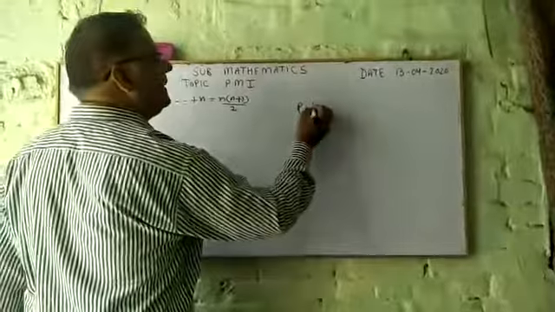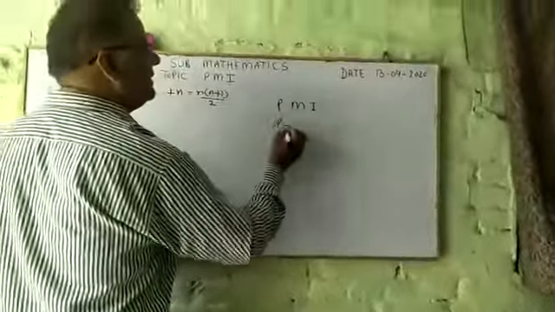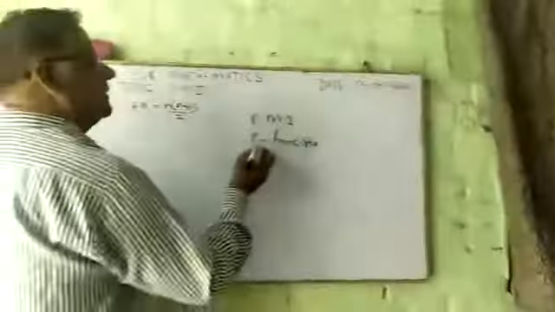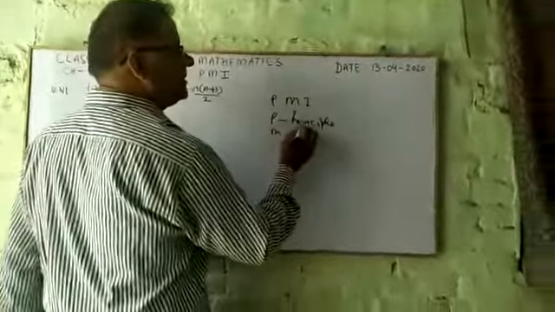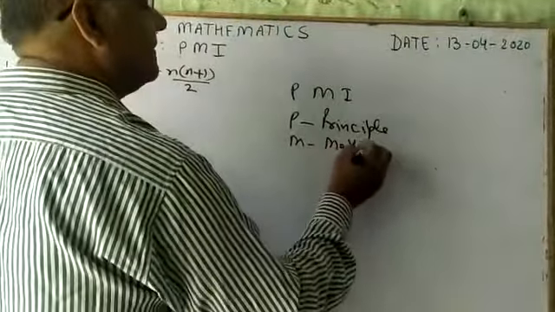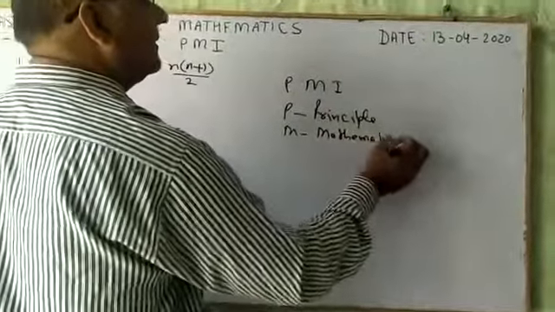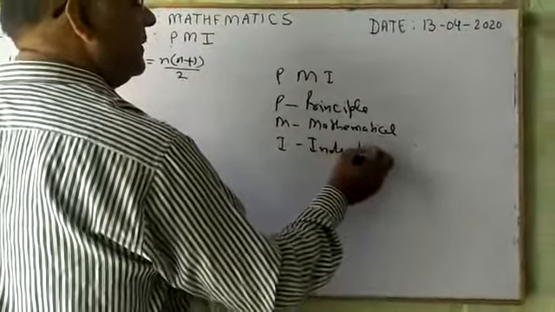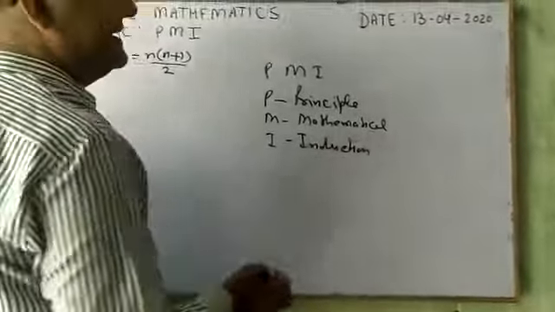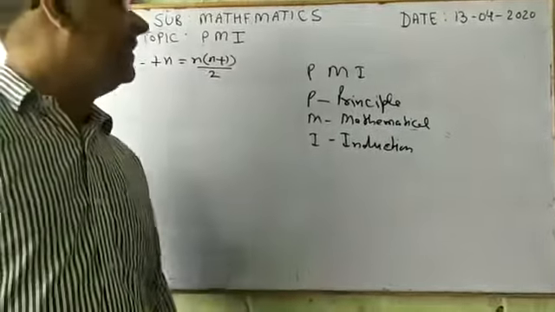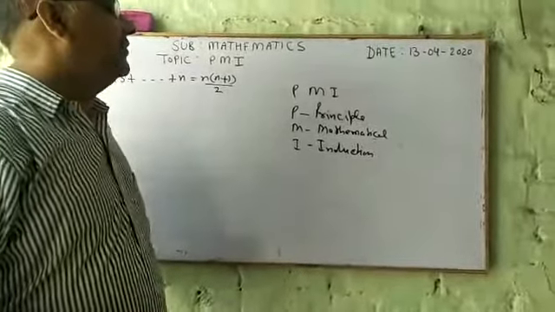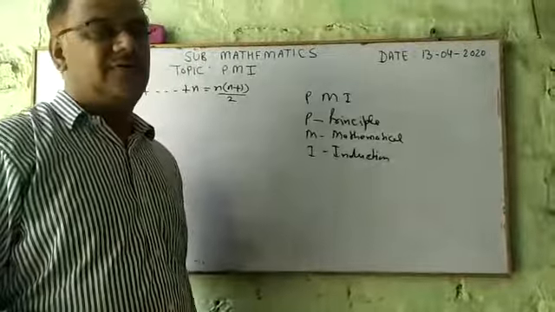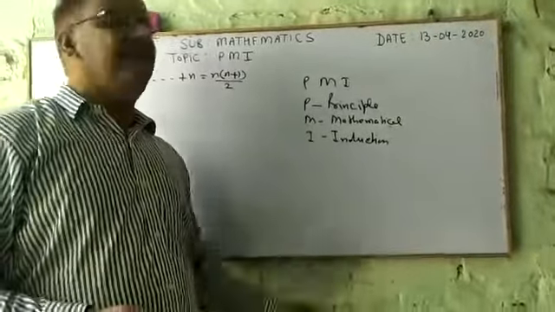In the abbreviation PMI, P is for principle, M is for mathematical, and I is for induction. You also know about induction. Induction means checking. So this is the checking of any formula or statement in physics or mathematics, using the PMI method.